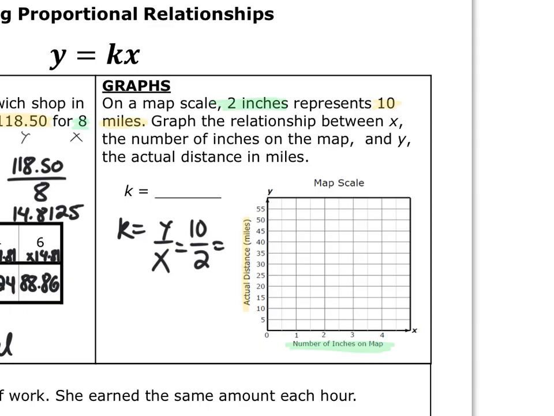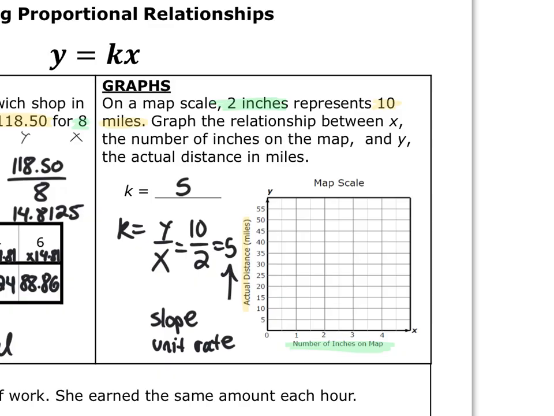And that equals 5. 10 divided by 2 is equal to 5. So that's going to be the slope of my graph in this case. It's called my constant of proportionality or my unit rate. And it's also the slope of my graph. So if I want, I can use that slope to create a table with points, and that's a great strategy. Let me just show you a quick shortcut though.